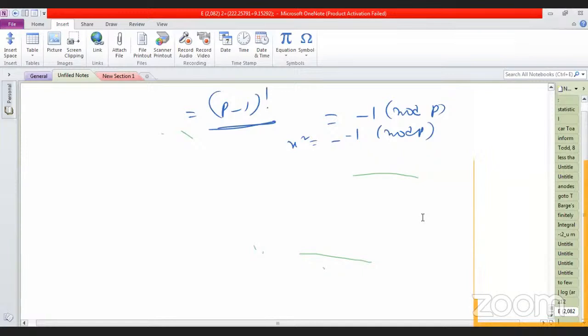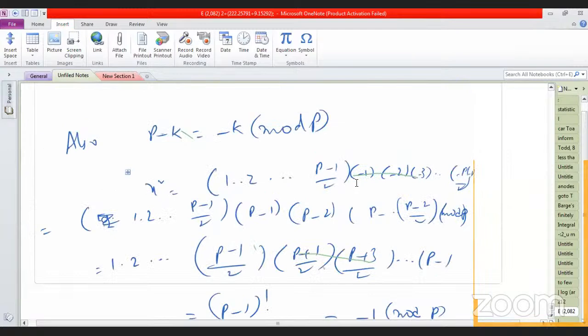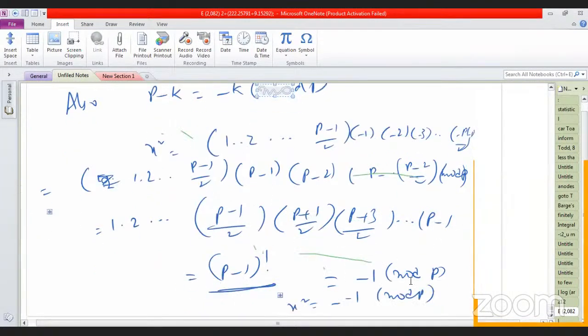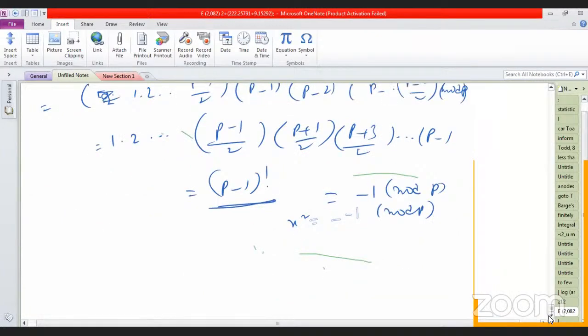Sir, how does it convert P minus 1 into P plus 1, P plus 3? Please explain once again. Yes, tell me. So P minus 1, P minus 2, and this is by Wilson's theorem, I already told you last time: minus 1, minus 2, P minus k of mod of P. We are taking mod of P or not? Mod of P we are taking, so P minus 1, P minus 2 we are taking. Okay, sir.